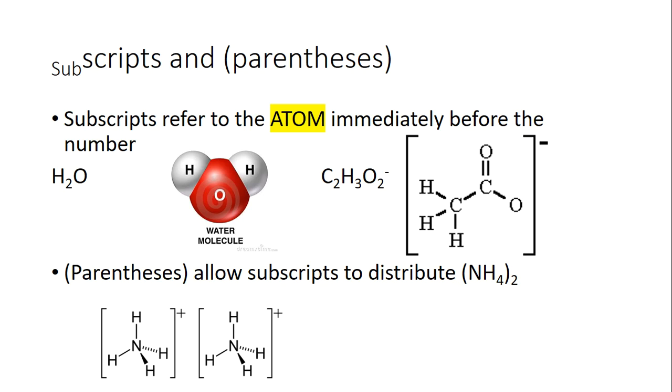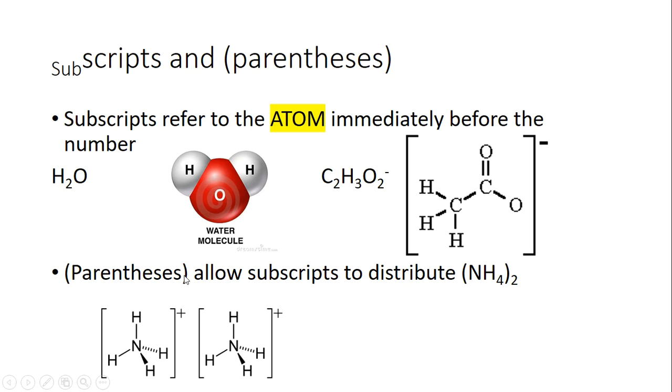So let's get into some rules here. The first thing is that the subscript here refers to the atom immediately before the number. So here you have 2 referring to the hydrogen, and that means there are 2 hydrogens for every oxygen in water, and you might have learned that already. In acetate, which is C2H3O2 minus, that means there are 2 carbons seen here in the picture, and there are 3 hydrogens and 2 oxygens, and the whole thing has a minus charge, which we'll learn later.